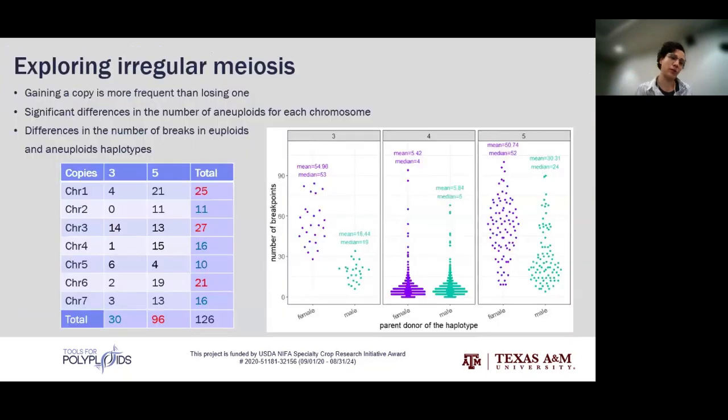And so we explored a little bit more. We saw that it's more common in our samples to have a gain of a chromosome than a loss of one. So we have more 5s than 3s. And we also have differences between the chromosomes. There are chromosomes like 1, 3, and 6 that have lots of extra copies, or aneuploids, and the other ones have less.